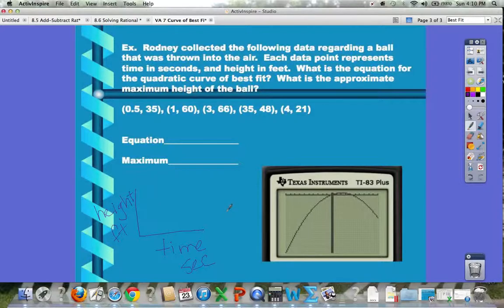Okay, so think about it. You know it's not going to just go straight up. It's going to curve and come back down. So that way you know it's going to be a quad reg formula problem. Most of the time it'll tell you curve of best fit, curve meaning it's quadratic.